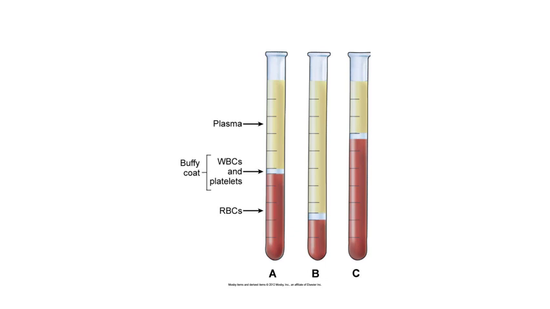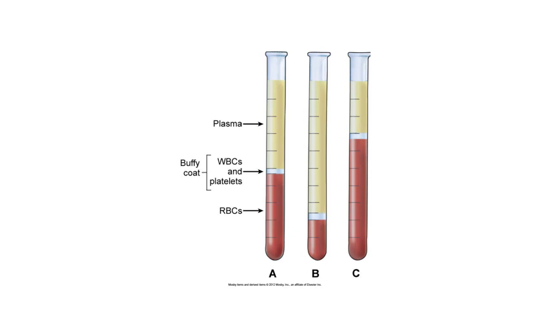Okay, so here's just a kind of graphic so that we can see what different blood compositions look like. So the test tube shown in A, that's representing a regular blood distribution where we've got our 45% formed elements and our 55% plasma.